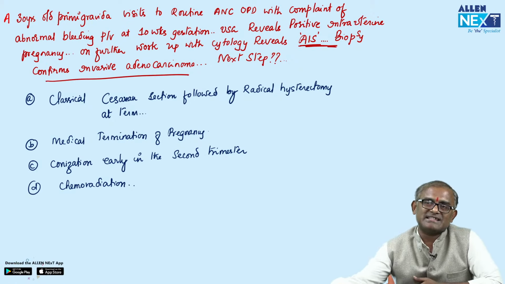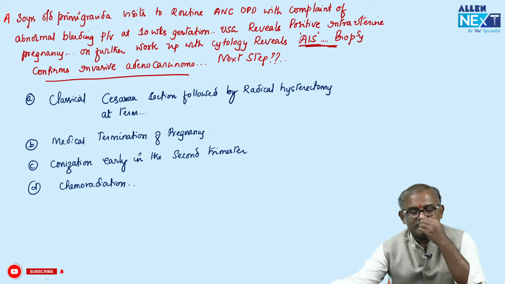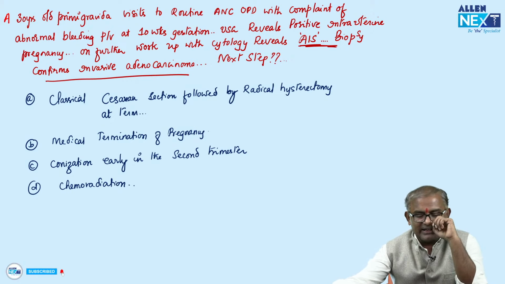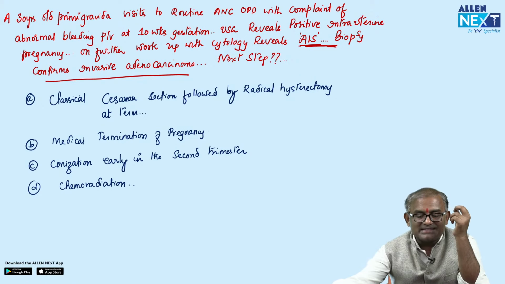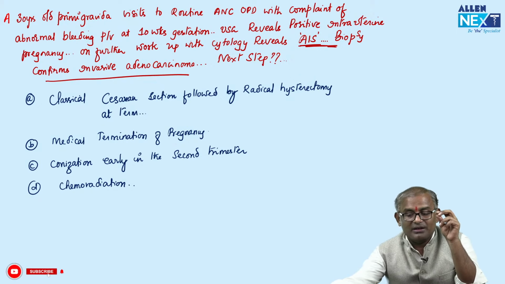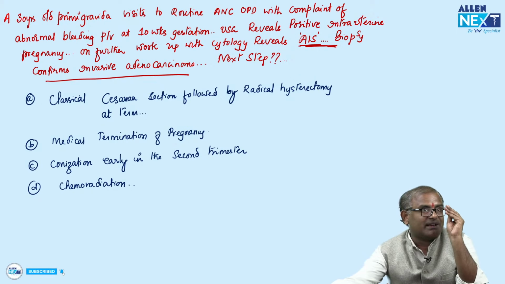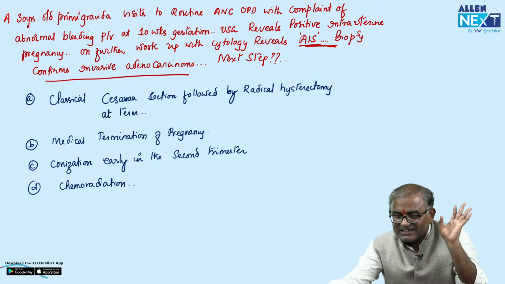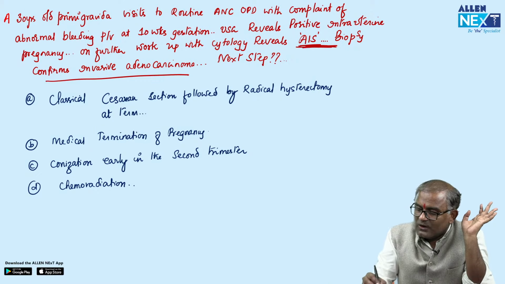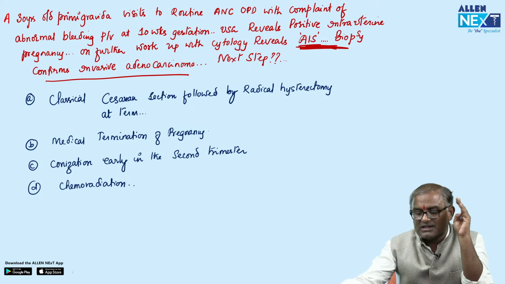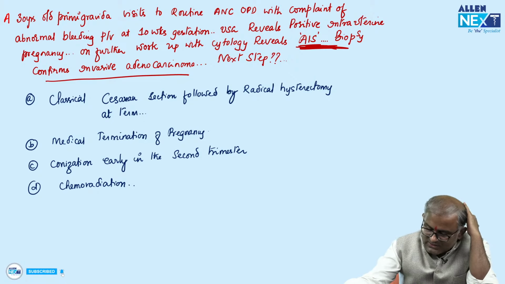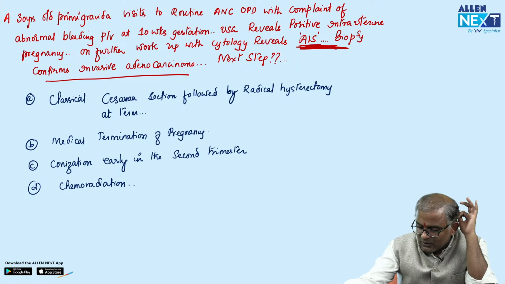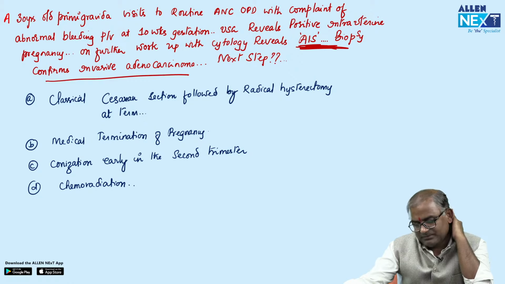That is management of cancer cervix in pregnancy. That is the question here. So she is a 30-year-old primary gravida, visits the routine ANC OPD with complaints of abnormal bleeding PV at 10 weeks of gestation. USG reveals a positive intrauterine pregnancy. On further workup, cytology reveals adenocarcinoma in situ. Biopsy confirms invasive carcinoma. What is the next step? What is the answer for this question? Dear doctors, what is the answer for this question?